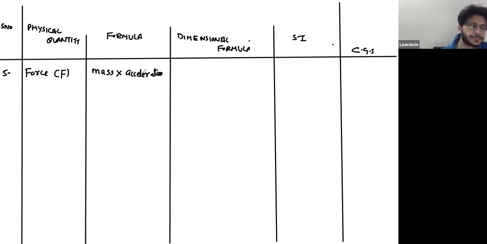Yes, Fatima. Mass is M1, right? And acceleration is L1 T minus 2. So when we combine them, this is M1 L1 T minus 2. What about the SI unit?